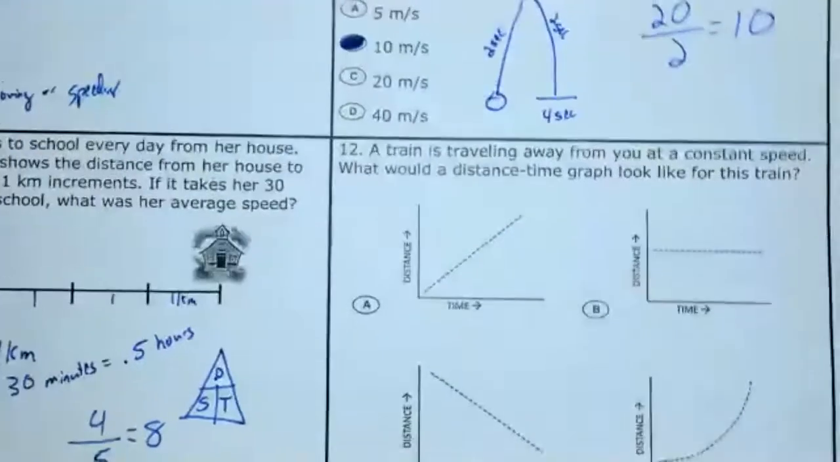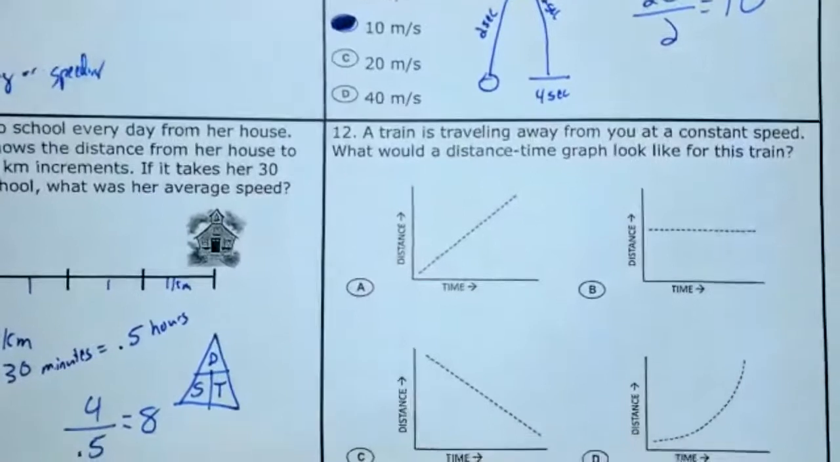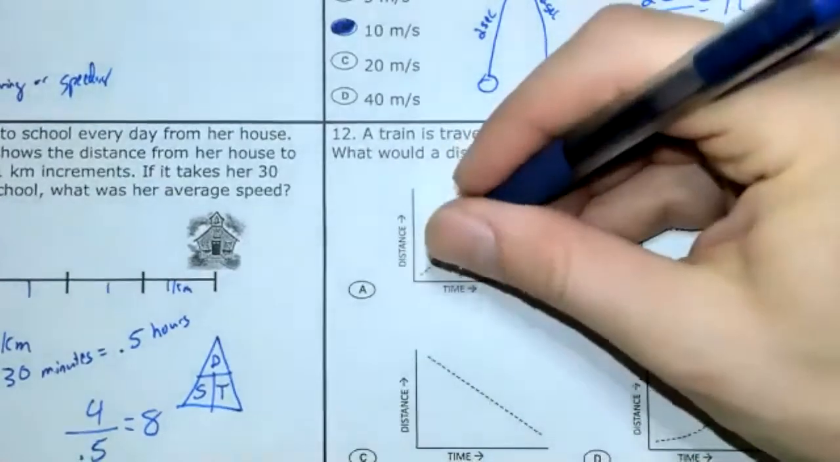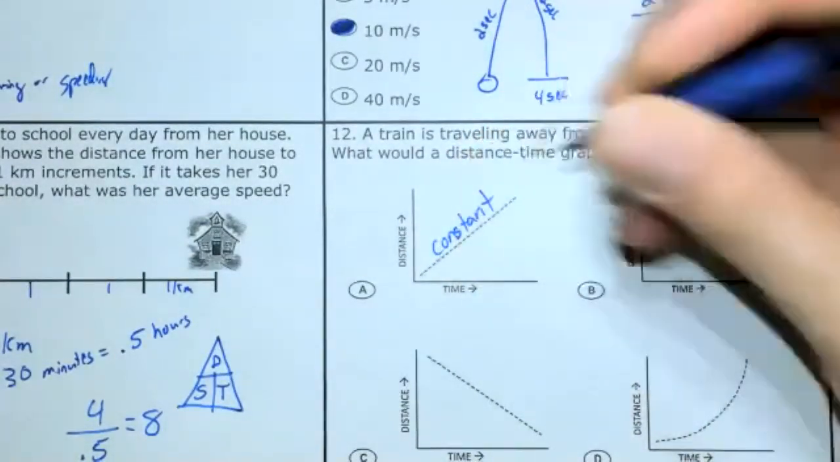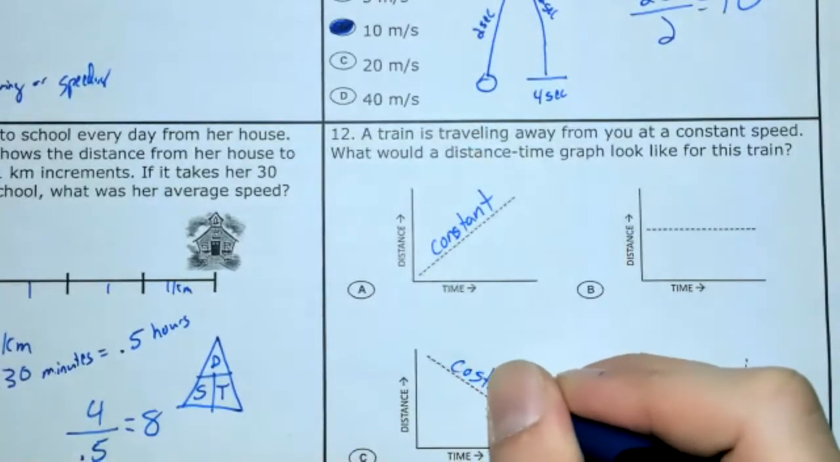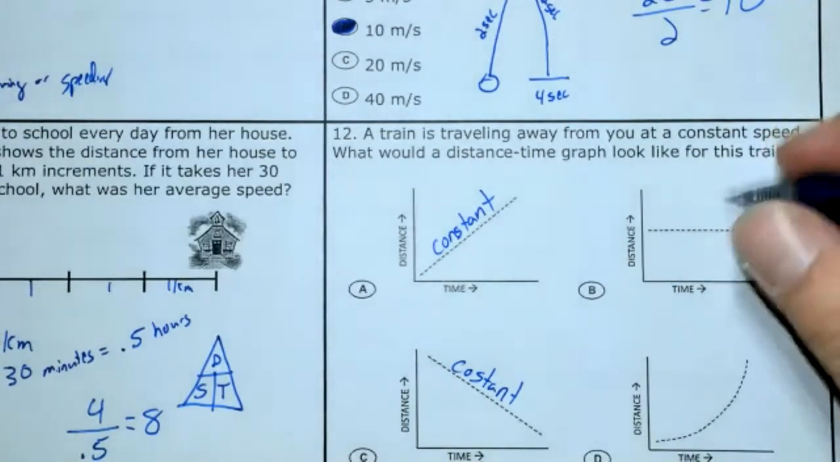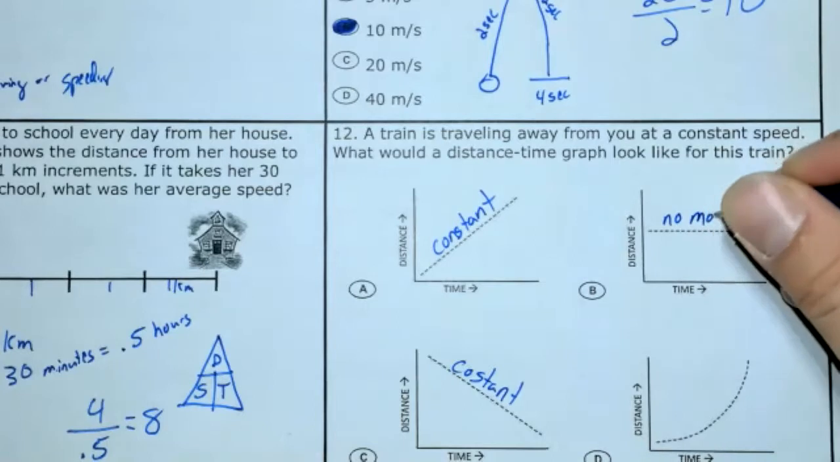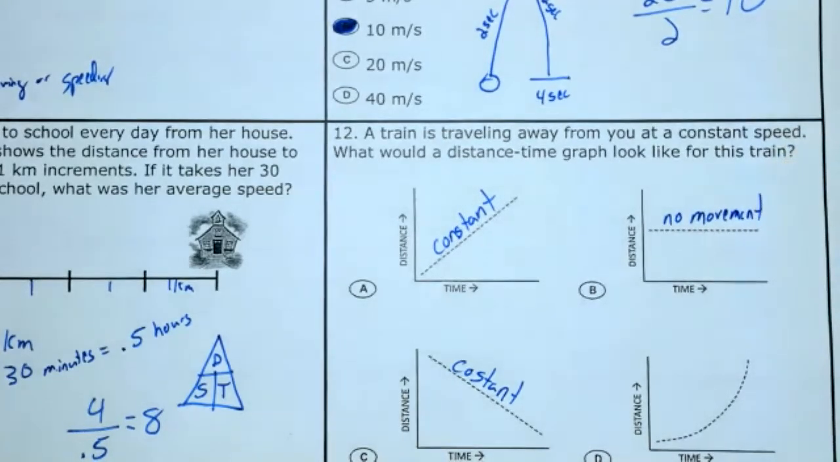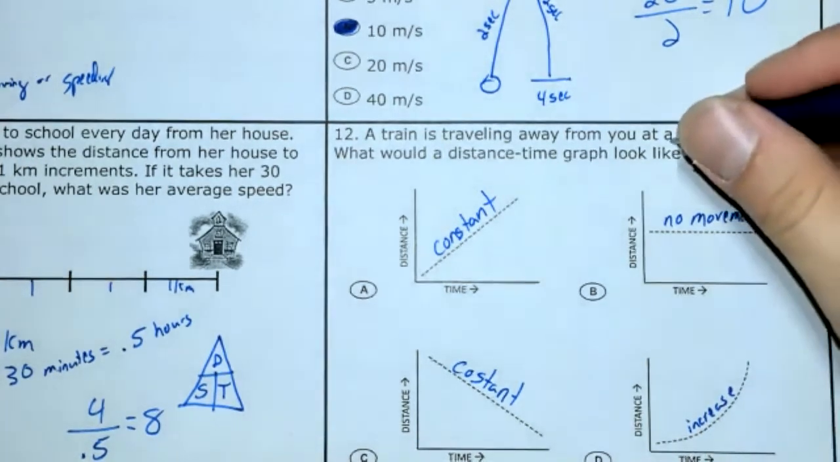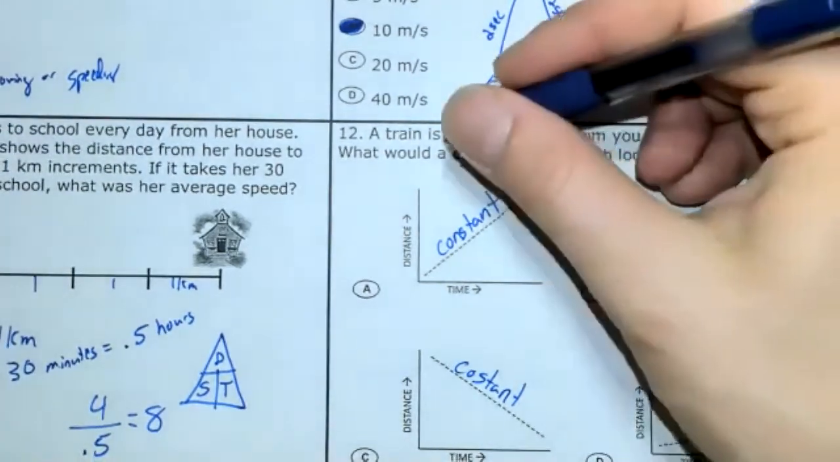All right. Number 12, distance time graphs, guys. Remember, we talked about this earlier. If it's a straight line, it means constant. If it's a line parallel to our time axis, that means no movement. And if distance is increasing greatly as time constantly increases, then we know this is going to be an increase in speed. They're asking us to find a constant speed traveling away.